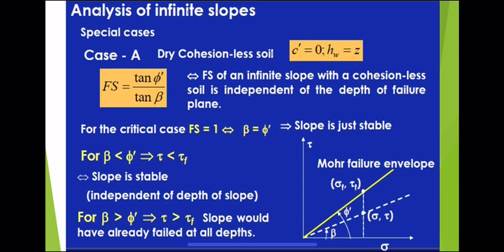Here from the graph you can observe that normal stress is on the x axis and shear strength is on the y axis, and we are going to find beta for the failure surface and phi dash for the original slope by using the Mohr failure envelope. Shear strength and normal force at a stable condition, and shear strength and normal force at failure condition. For beta greater than phi dash, tau f, the slope would have already failed at all depths.